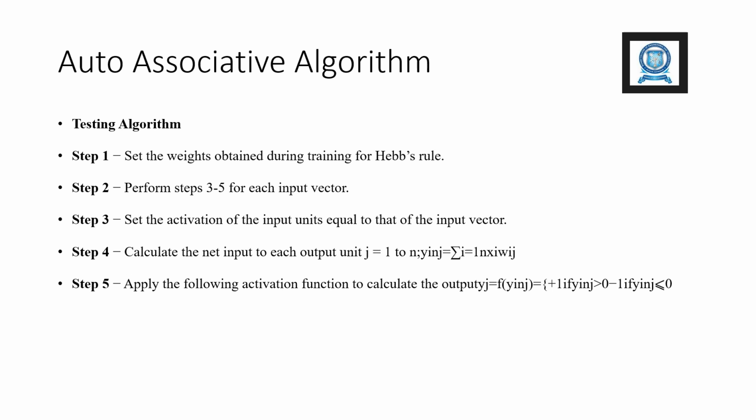Auto-associative testing algorithm. Step 1. Set the weights obtained during training for Hebb's rule. Step 2. Perform steps 3 to 5 for each input vector. Step 3. Set the activation function of the input units equal to that of the input vector. Step 4. Calculate the net input to each output unit j. Step 5. Apply the following activation function to calculate the output.